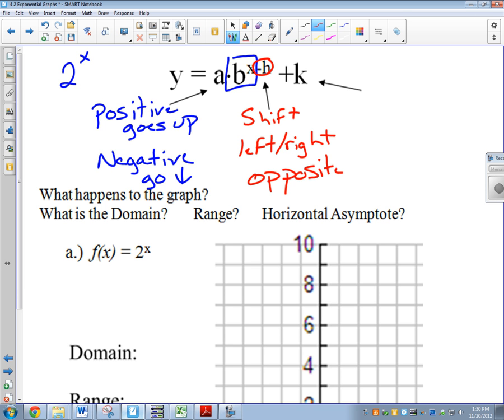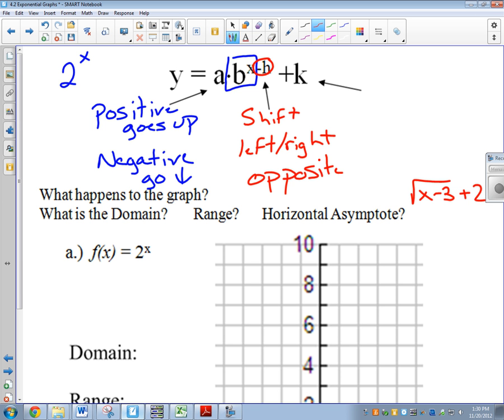Think about like the square root graph. If it said x minus 3, which way would x minus 3 move my graph? To the right 3. It says minus, but we really know to go that way. That's what I mean by opposite.